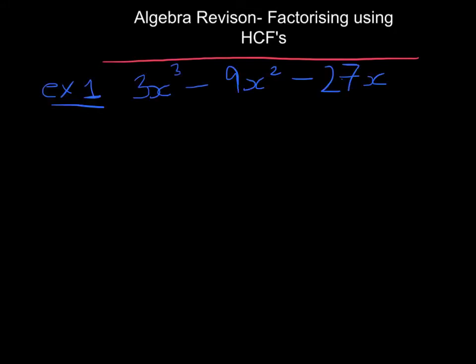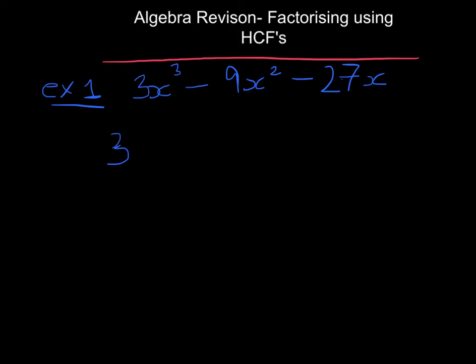So if I take this as an example, I just want to find out, is there something that goes into all three of those? Well, I should be able to say straight away that there is. If I look at the numbers, I've got 3, 9, and 27. 3 goes into 3, 3 goes into 9, and 3 goes into 27. So I can take that out and put it out the front.